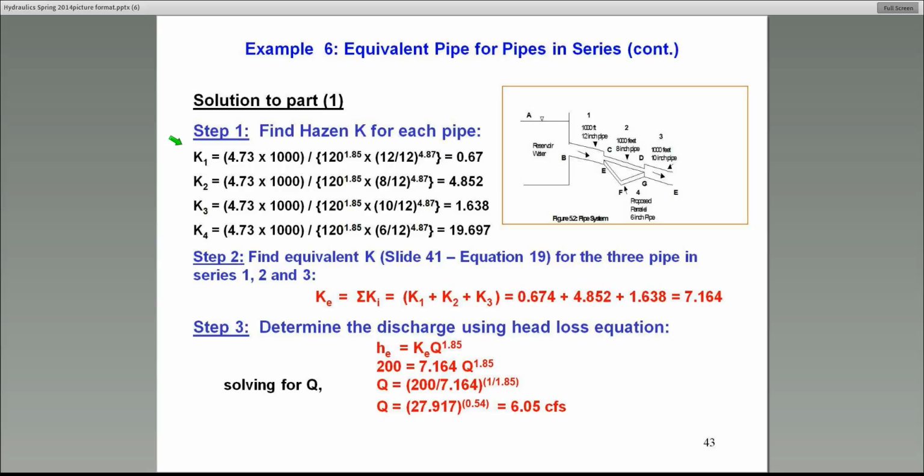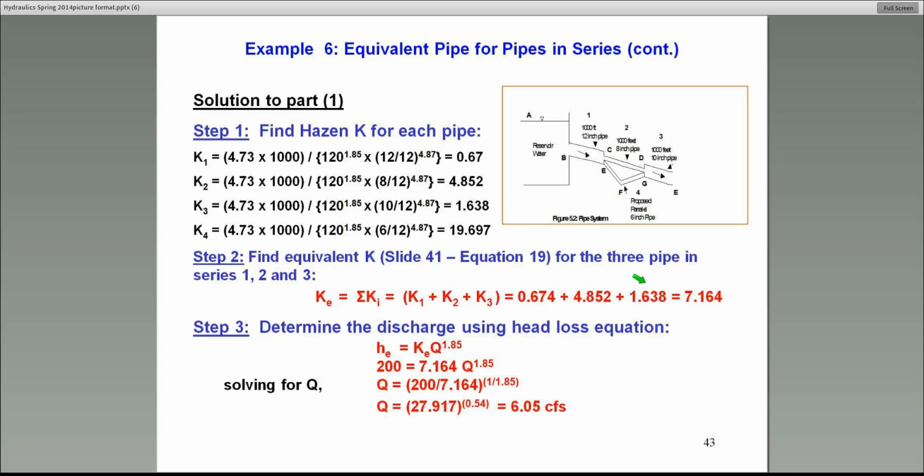For instance, K1 is 4.67 for a 12-inch pipe. It's 1,000 feet long. C is 120. So anyway, those are all the K values, including the pipe number 4, which is the fourth pipe that I'm going to add in the second part of the problem. For the pipes 1, 2, and 3, they're all in series. So the equivalent pipe is the sum of all the Ks. That's K1, K2, and K3. Gives me an equivalent KE of 7.164.